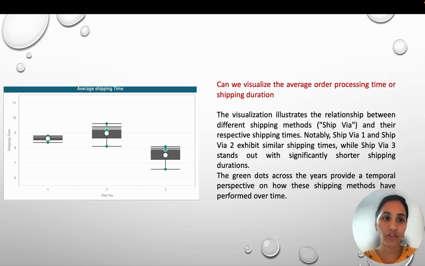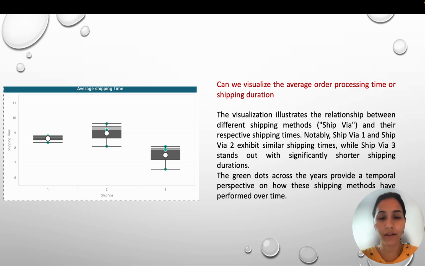Okay, the next question is, can we visualize the average order processing time or shipping duration? For this question, I have created a box plot chart, which gives us the mean of the data set, and also provides the outliers and the quartile range, that is quartile 1 and quartile 3.